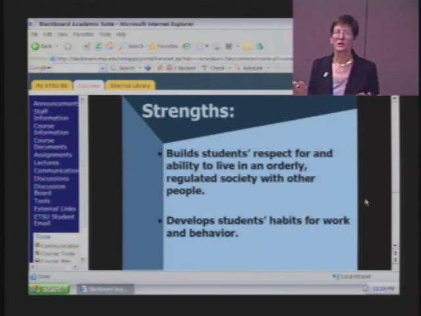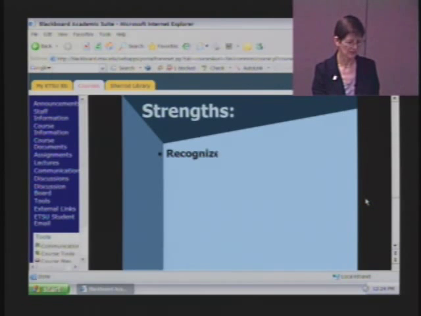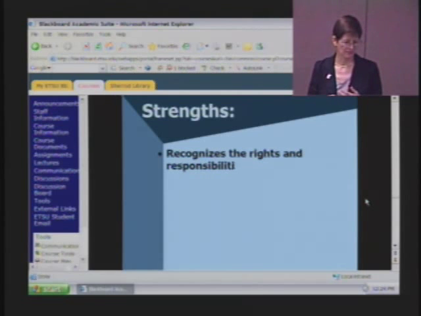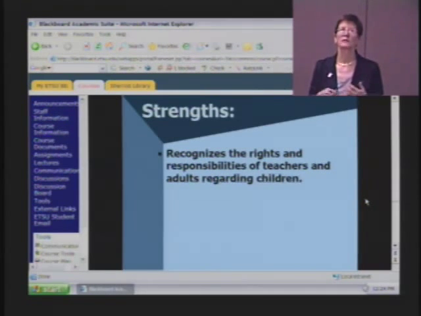So, authoritative approaches help students learn to work and behave. All right, authoritative approaches recognize the rights and responsibilities of teachers and adults regarding children.